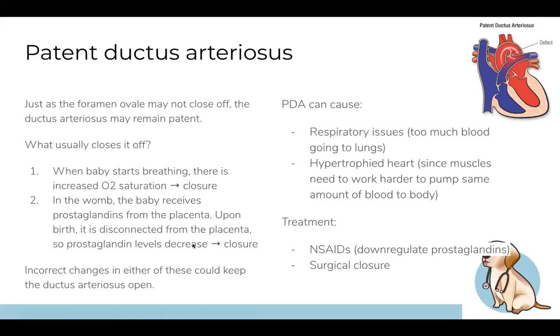Some treatments are NSAIDs, I don't know if we've done that yet, but they'll down-regulate prostaglandins because often the decrease in prostaglandin levels is what causes it to close, or you can just do it surgically.